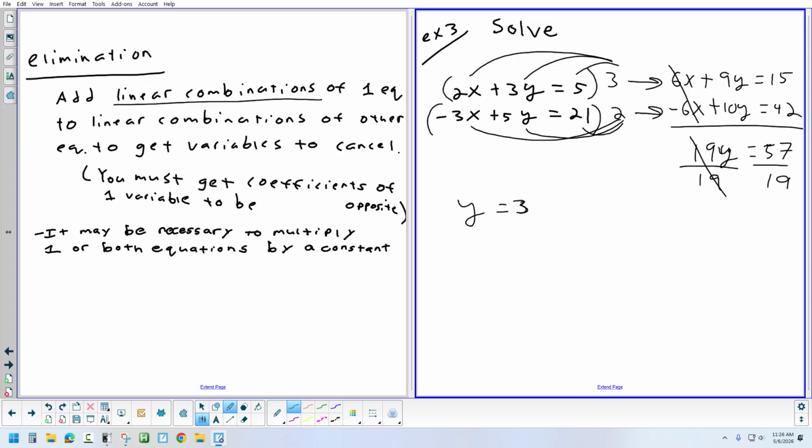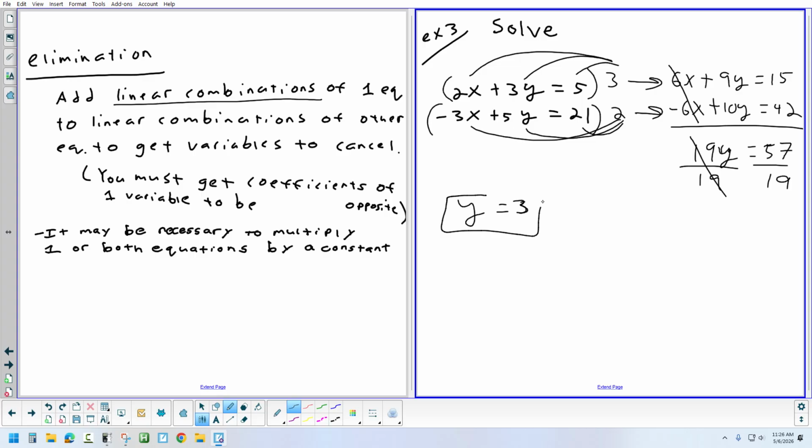Aiden, what do I do now? You just plug y equals 3 into one of the two starting equations. Yep. Which one should we plug back into? I went with the top one. Okay. Doesn't really matter though. Doesn't matter, but the top one does have smaller numbers, so we can use that one. Unlike substitution, we don't already have one that says x equals. So we're going to have to get x by itself.